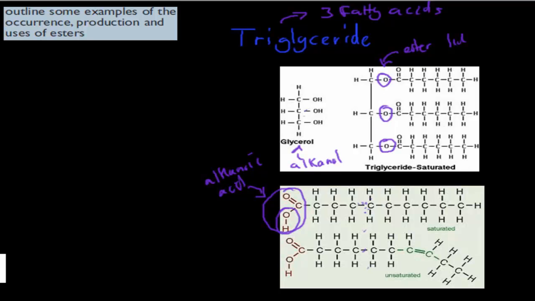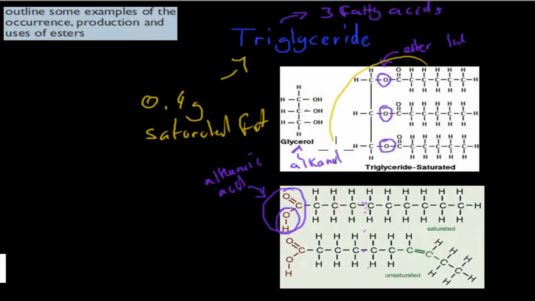Basically, if you look at a nutritional label and it says 0.4 grams of saturated fat, or unsaturated fat, what that means is 0.4 grams of this. They come in the triglyceride form. That's the form our food fat comes in. So we can find it in our body, and we can find it in food. It's quite natural as well.